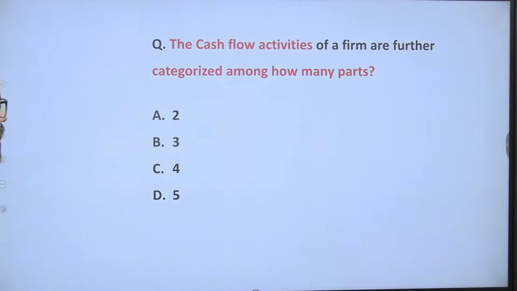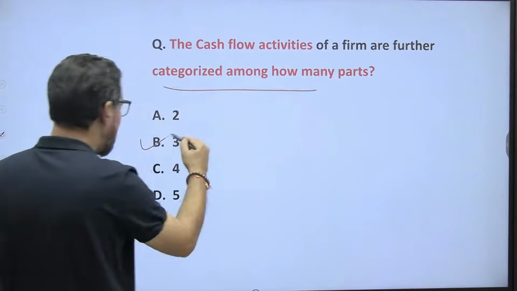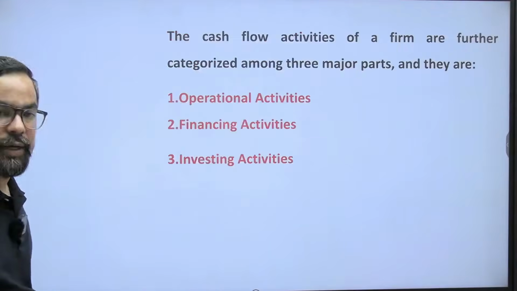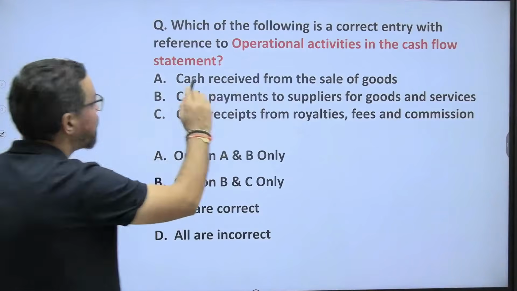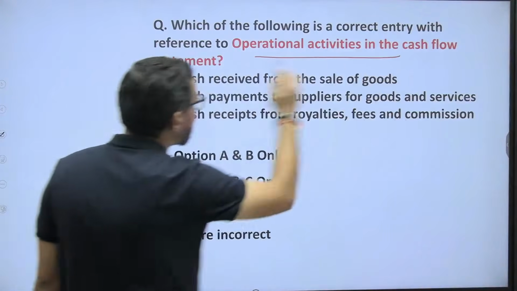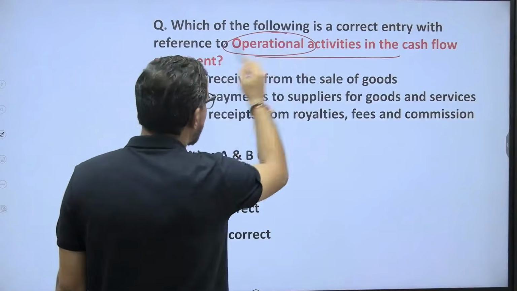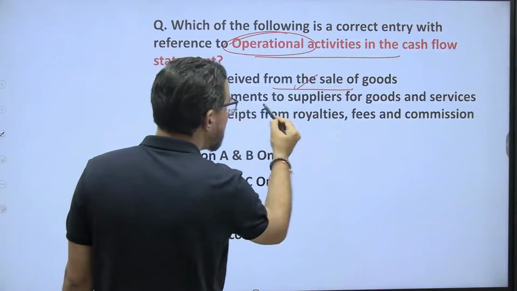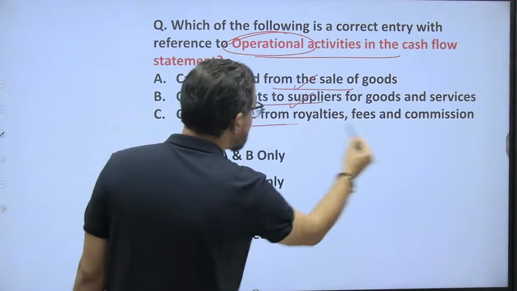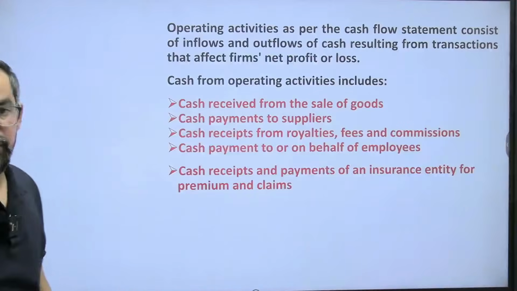Next one. Cash flow activities of a firm are further categorized among 3 categories: operating, investing, and financing. Which of the following correct entry reference to operational activities in cash flow statement? Cash received from sale of goods, operating. Cash payment to supplier, operating. Cash received from royalty fee commission, operating. All will be right answer for this particular one.